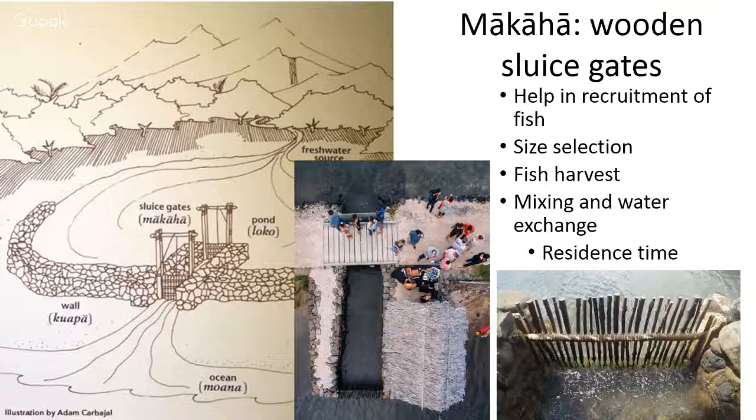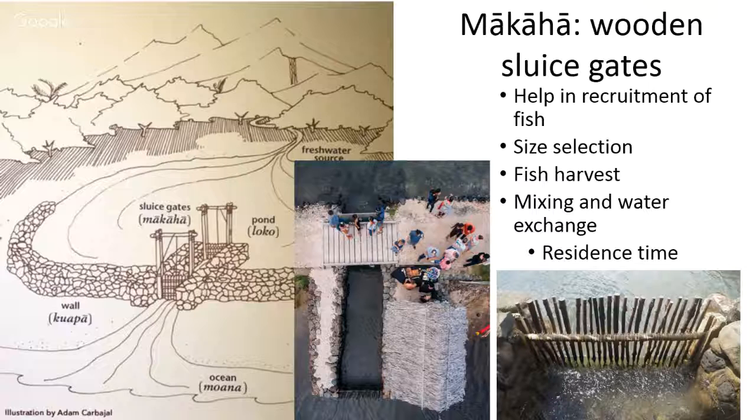Another important function of these mākāhā was mixing and water exchange. Because it is such a shallow water environment, and fish are so dependent on stable oxygen levels and good water quality, it was important to have enough circulation and change. And of course, the number of mākāhā defined the residence time, because the more mākāhā you had, the more exchange you had, and the shorter the residence time. The residence time is the time that a water volume spends in a place before it is exchanged.